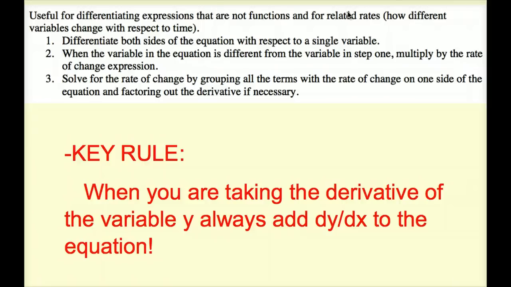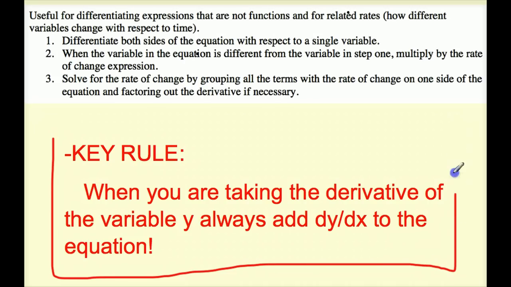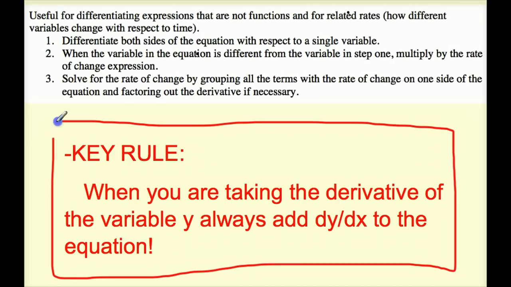Once we do that, we're going to look at step 2, which says when the variable in the equation is different from the variable in step 1, multiply by the rate of change of expression. I will show you what I mean by that in a minute. But the key rule is stated right here. When you're taking the derivative of the variable y, in most cases, we are always going to want to make sure that we add dy/dx to the equation, and I'll show you exactly where to do that. And finally, the last thing is to group all of your terms and to factor things out so that we can get the derivative necessary.